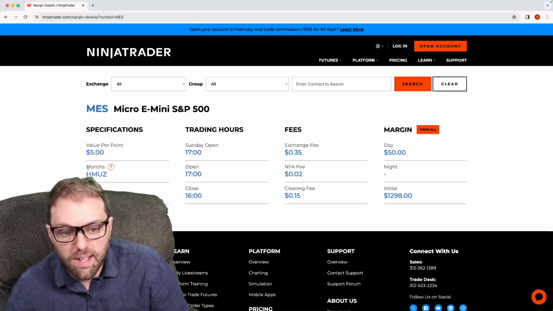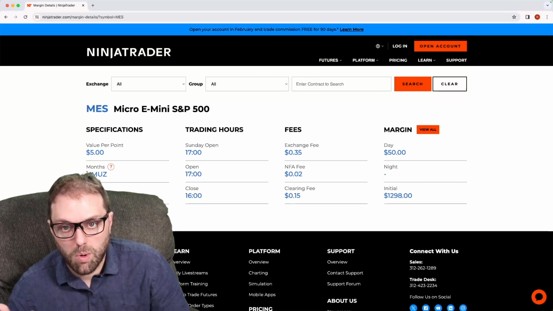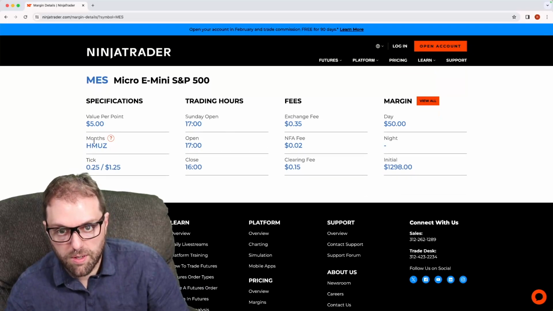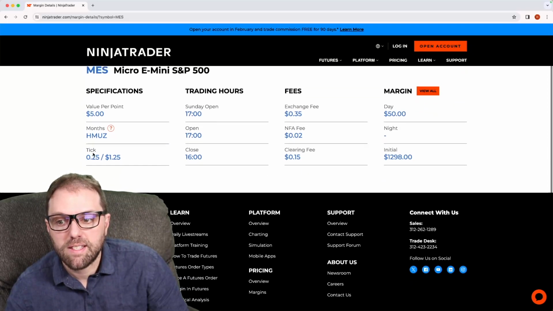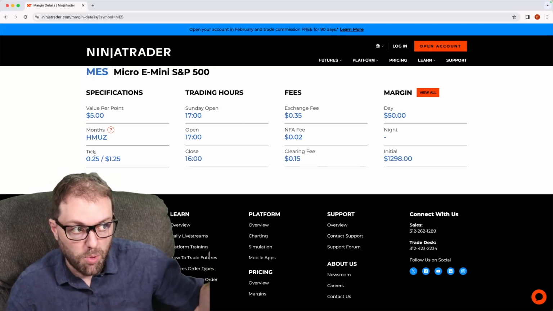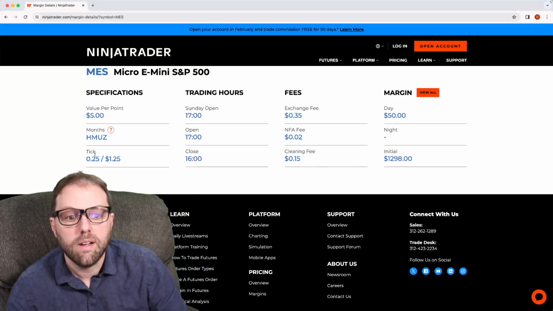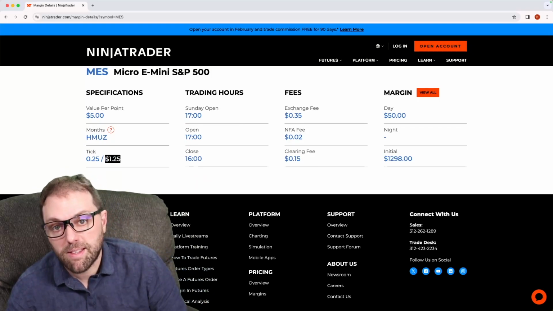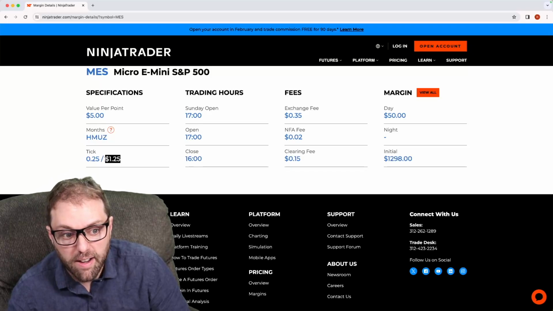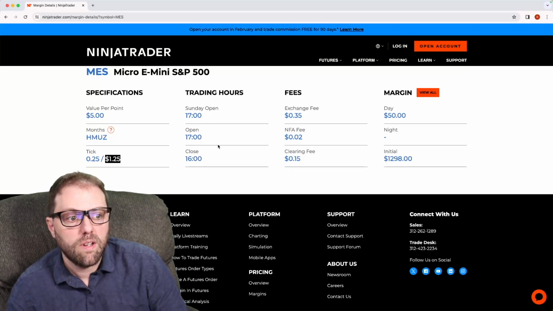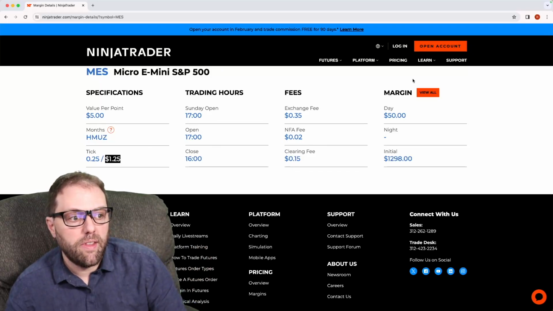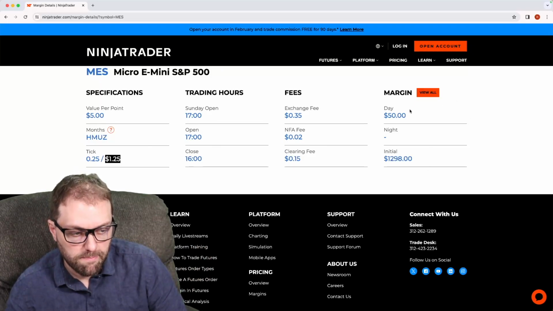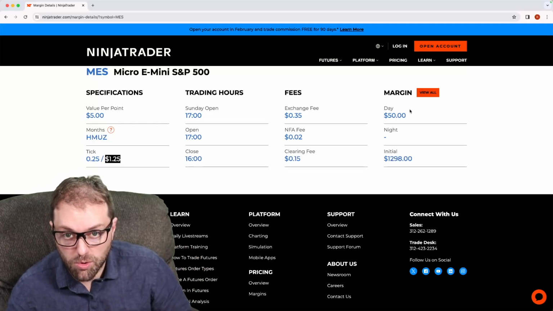And it works on the same months as that E-mini: March, June, September, and December. And then each tick is valued at 25 cents of market movement. So every time the market moves, it's in 25-cent increments. And then each time it does move, it's worth $1.25. Here's the trading hours. Here's your exchange fees. And keep in mind, that's each way. And then here's the margin requirement needed for a single contract.